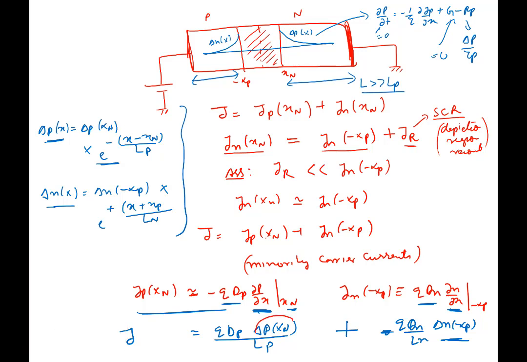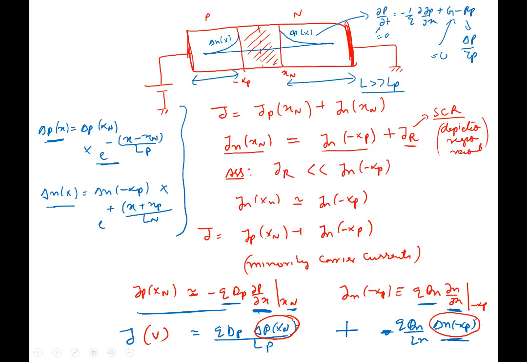What is this delta pxn? Or what is this delta n xp? We have to relate it to voltage. If we can relate it to voltage, we will get J as a function of voltage. Okay, so this is where we were till the last lecture. So let's look at how we compute delta pxn and delta nxp.